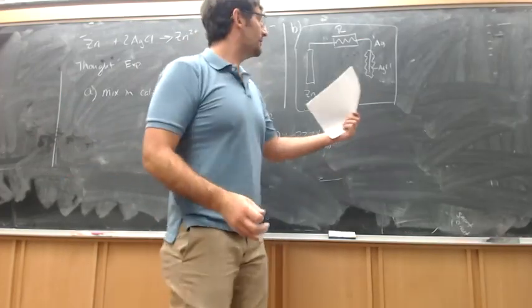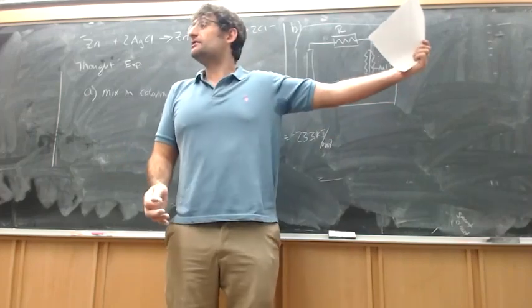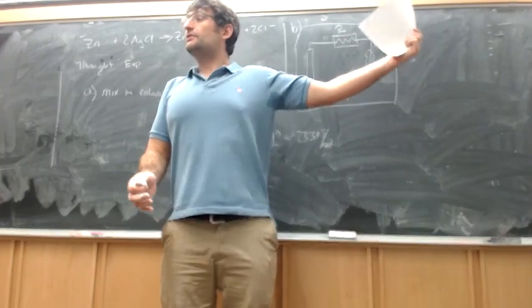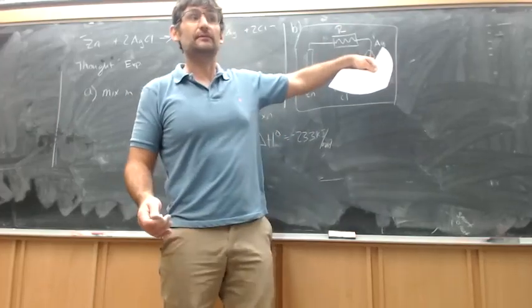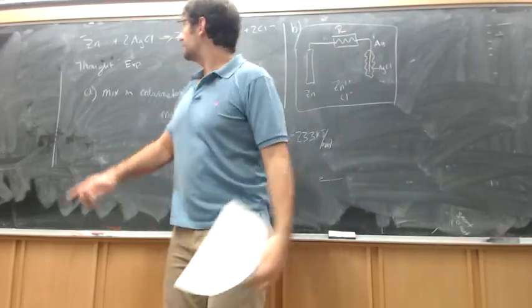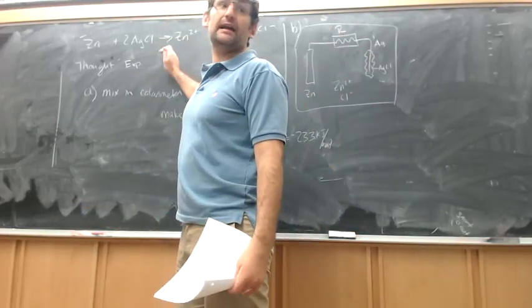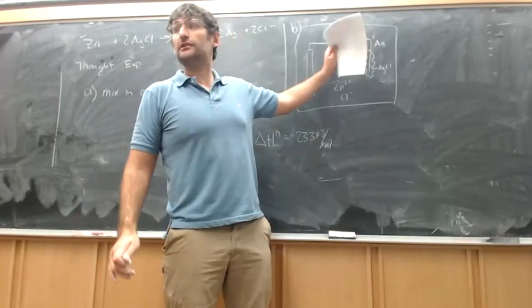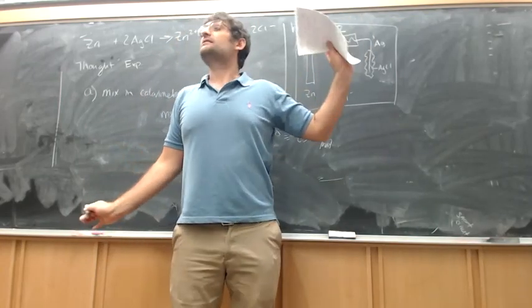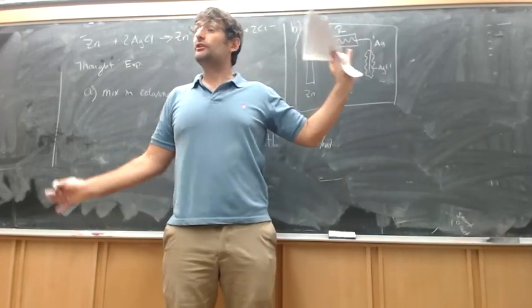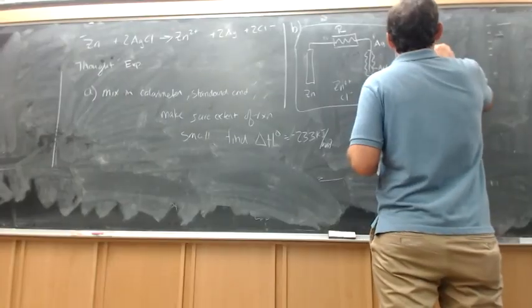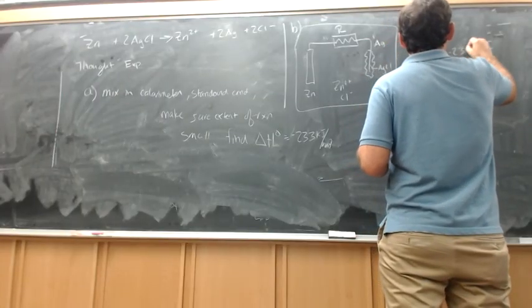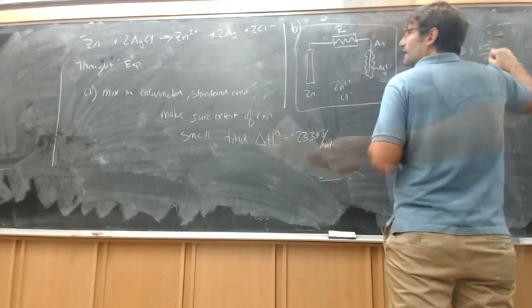And here, we're doing the same exact reaction. The chemical reaction is exactly the same. The mechanism is a little different. We're now running the reactions through a resistor, and we're pulling some fraction of the free energy out to run the current through this resistor. But the net thermodynamics has to be the same. The total heat release will still be delta H naught equals negative 233 kilojoules per mole.